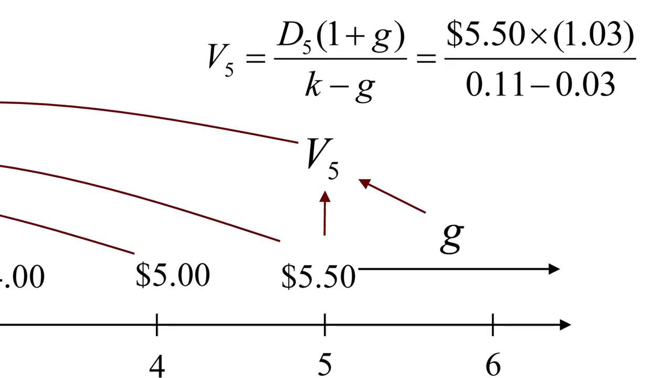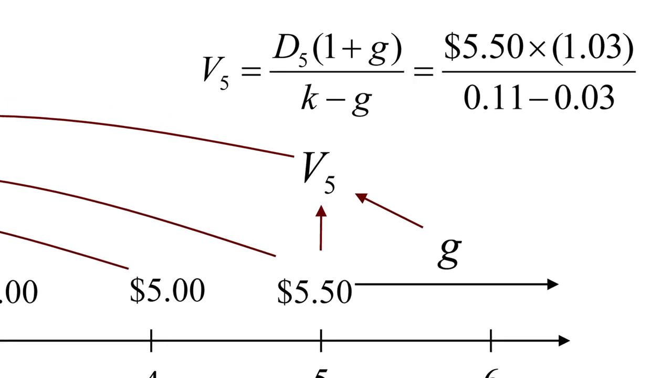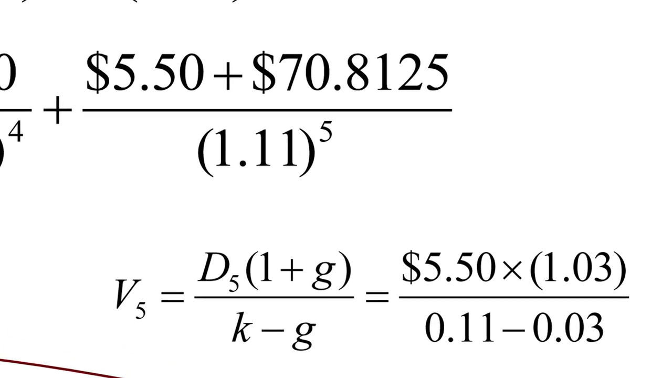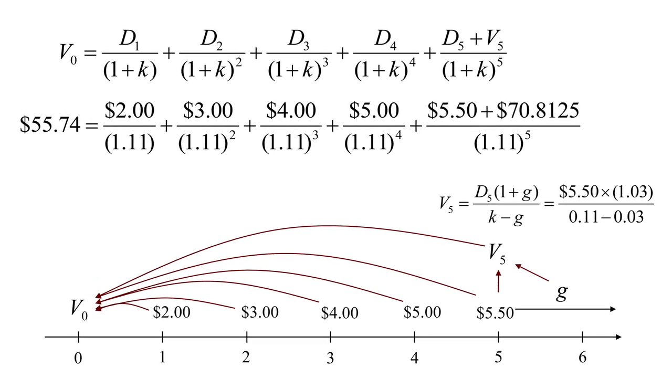So starting with the dividend at year 5, and we know after that dividends will grow at 3% per year, then the dividend in year 6 will be $5.50 times 1.03, where 3% is the growth rate. So if we bought the stock at time 5, we should be willing to pay 5.5 times 1.03 divided by 0.11 minus 0.03, or k minus g. You see that value up there as $70.81 roughly. So what we know here is that if we make it to time 5, that will be the value or the intrinsic value of the stock at that time.